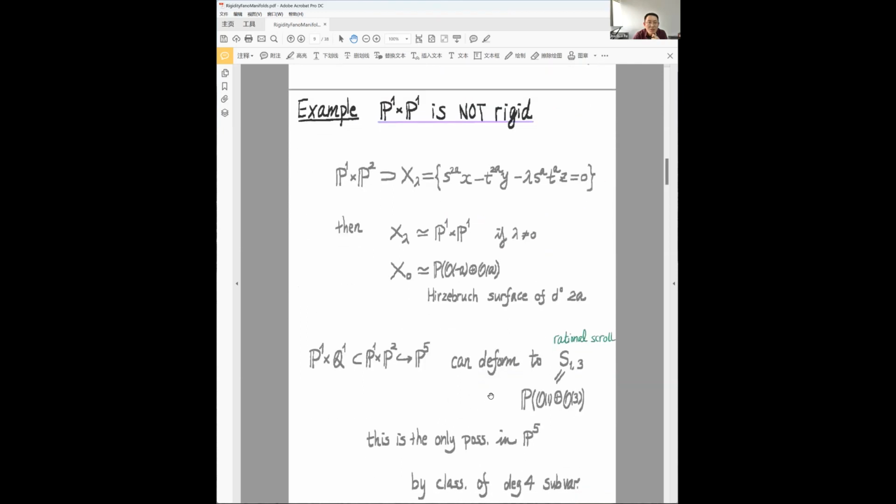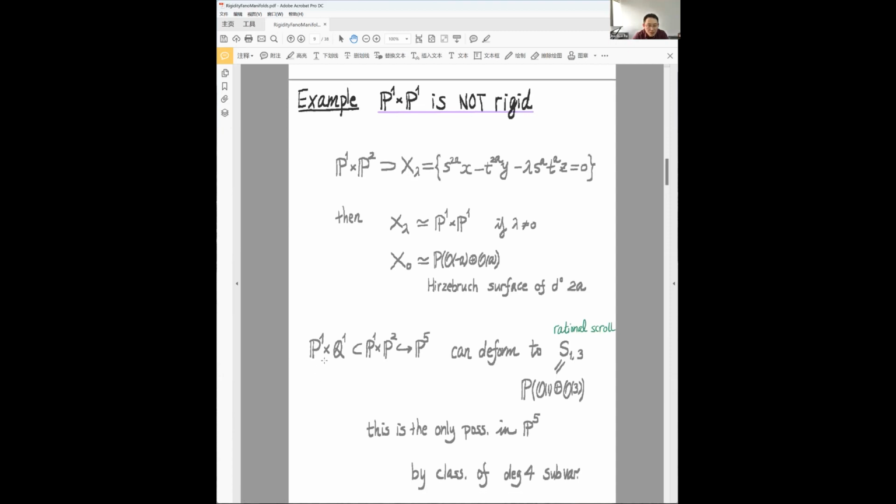But even for a simple product, for example, P1 cross P1, P1 itself is rigid, but if you take the product, it's not rigid anymore. You find that this can be easily constructed by a well-known construction, embedding this hypersurface in P1 times P2, and then the central fiber becomes some Hirzebruch surface of degree 2a, and this is for any a. So you have many different deformations. This shows P1 times P1 is not rigid in our sense.